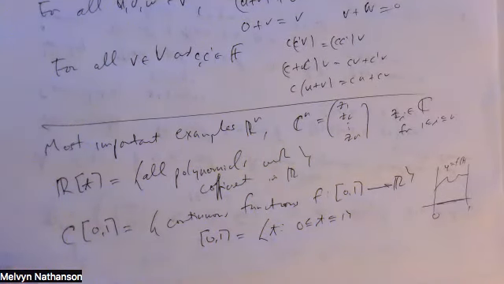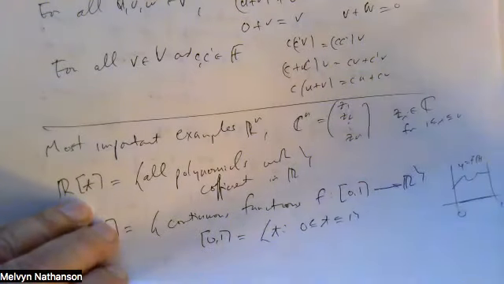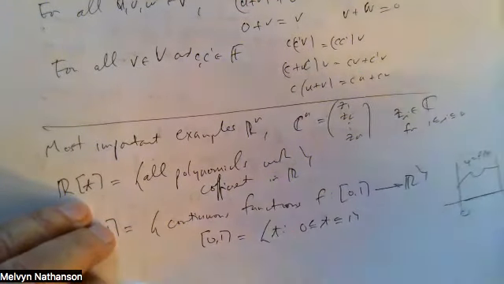So there are lots of vector spaces. And everything that we did for Rn carries over to an abstract vector space. So in particular, notions of linear combinations, linear dependence, linear independence, and so on.